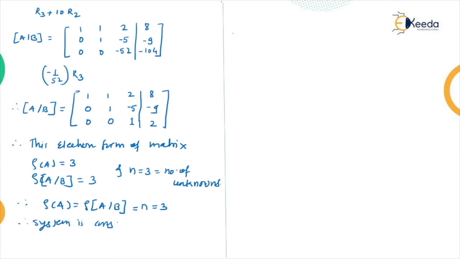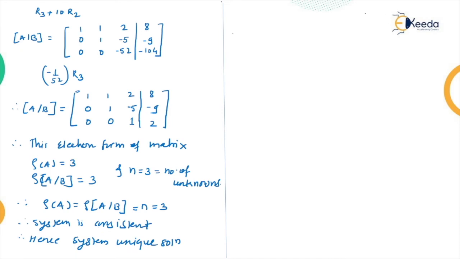Therefore the system is consistent, hence the system has a unique solution. Why? Because if the ranks are the same and equal to the number of unknowns, then by using the chart of consistency of homogeneous and non-homogeneous linear equations, the system has a unique solution.